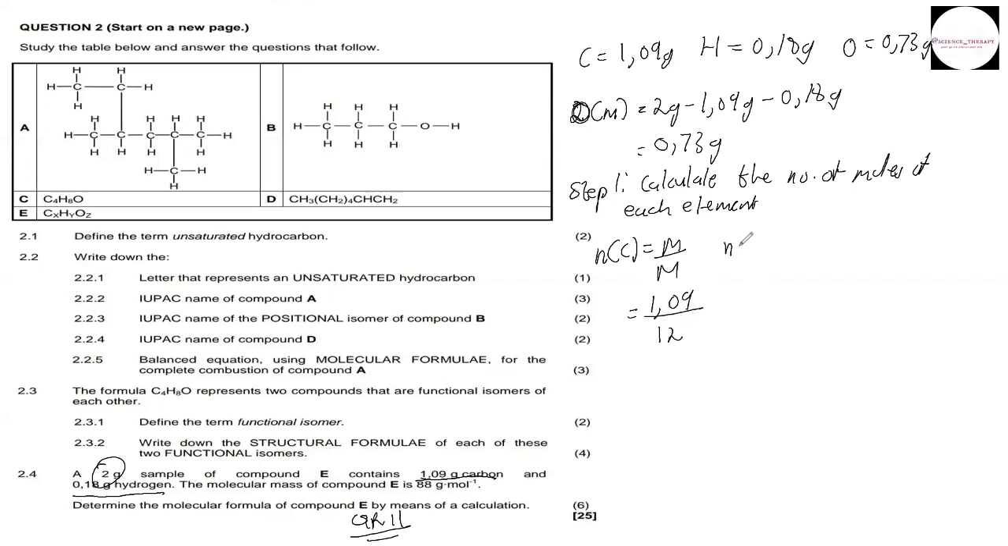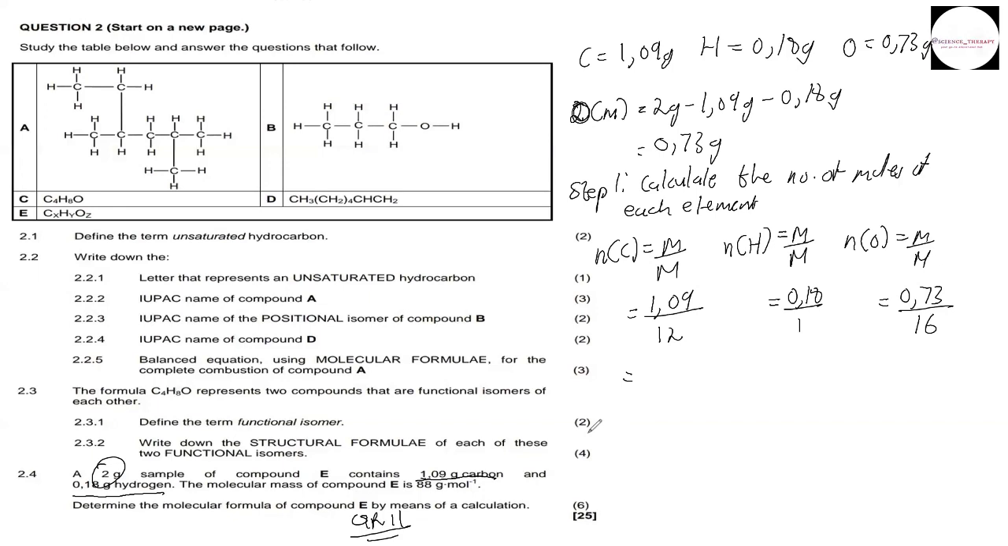And then let's do it for the hydrogen. Number of moles of hydrogen, again, mass over molar mass, that's 0.18 divided by 1. And then for the oxygen, again, mass over molar mass, we have 0.73 over the molar mass of oxygen, which is 16. Now we want to find the values of each of these.